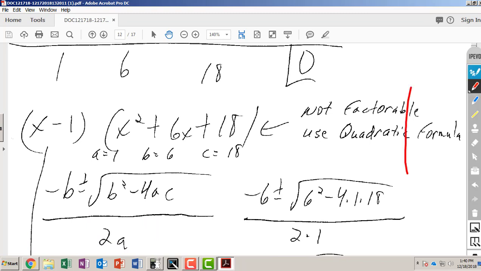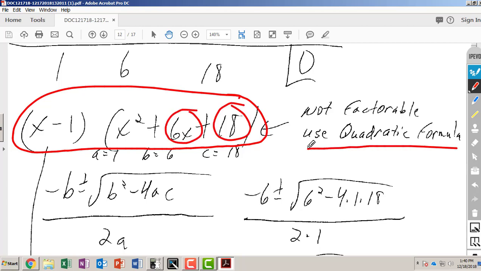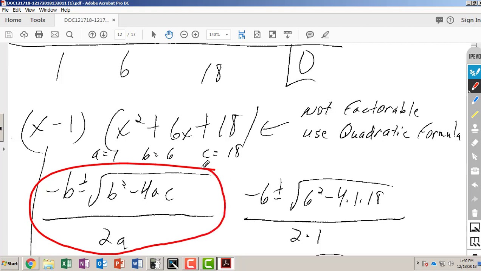So here this is our equation. I've got x minus 1 times x squared plus 6x plus 18. You're going to notice that there are no factors of 18 that add up to 6. So that means I'm going to use my quadratic formula. So don't forget your quadratic formula: negative b plus or minus the square root of b squared minus 4ac, all over 2a. So remember that a is equal to 1, b is equal to 6, c is equal to 18. And now we're just going to substitute those into our quadratic formula.